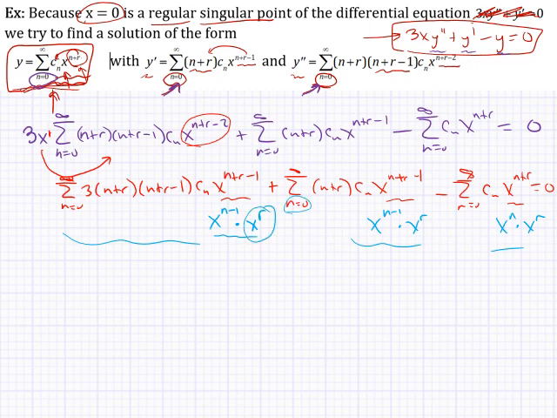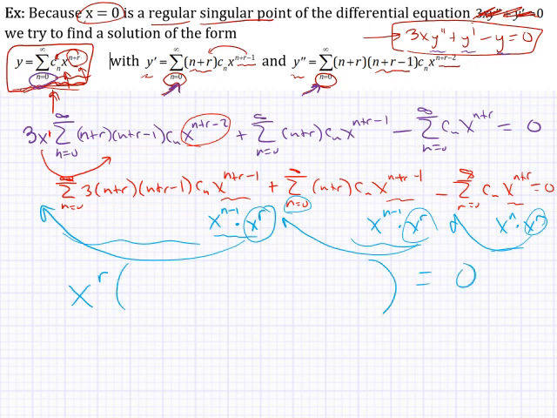So I could factor this x to the r outside of this series, this x to the r outside of this series, and this x to the r outside of this series. And if they all have an x to the r outside of them, I can factor it out of the whole thing. And I can look at it like this. So I have the sum, I have another sum, I have another sum. Okay?